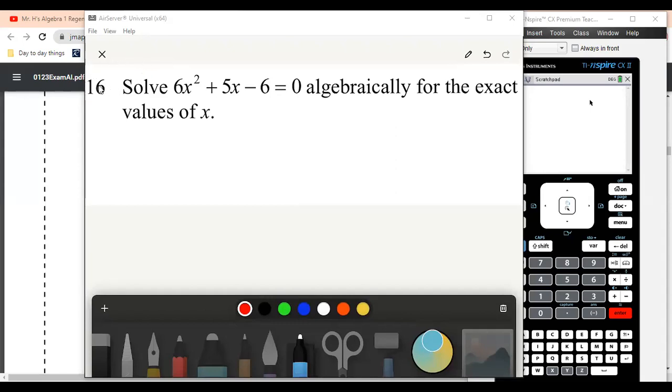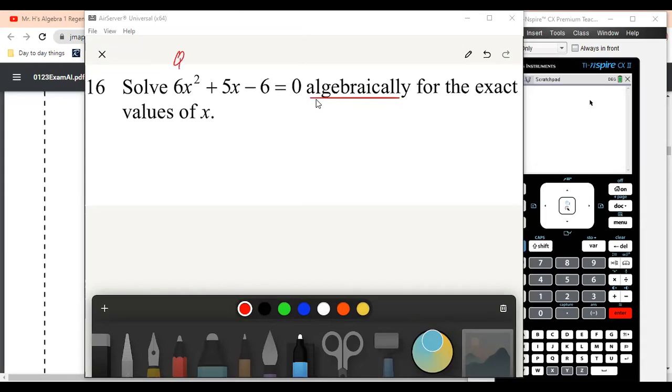Okay, so what it has here is it says solve 6x squared plus 5x minus 6 equal to 0 algebraically. I'm going to underline this for the exact values of x. Now, when you see a quadratic equation, and it says solve it algebraically, all it means is that you've got to use the quadratic formula.